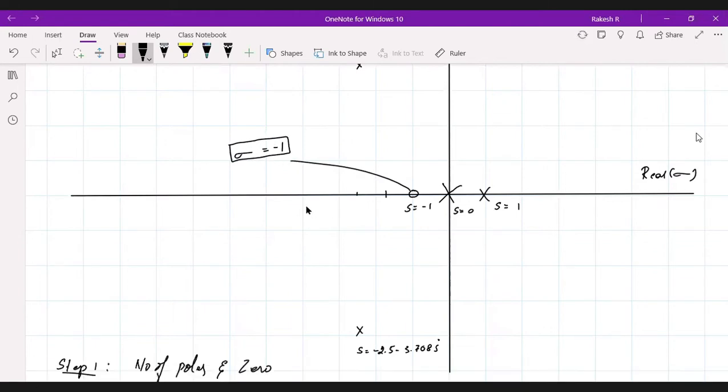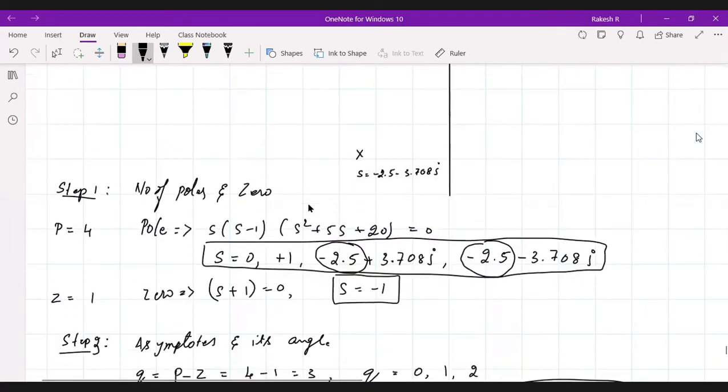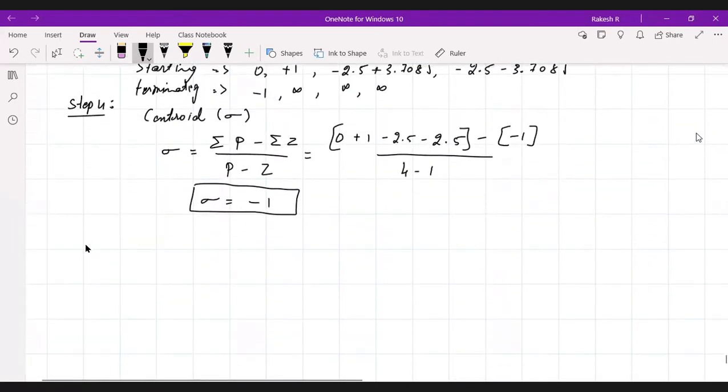Right. So what is the next step? Step 5: segments of the real axis. Next, we need to find the segment of the real axis which belongs to the root locus. That is step number 5.